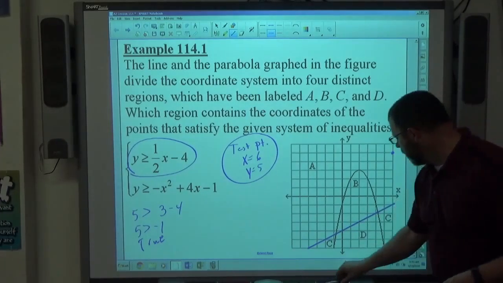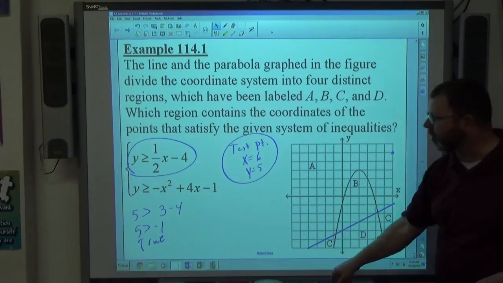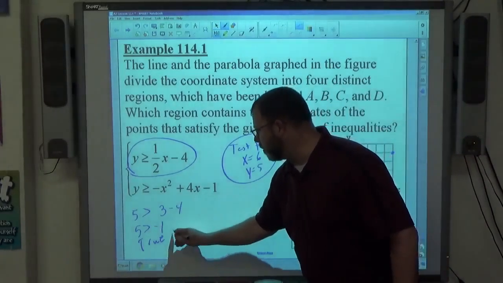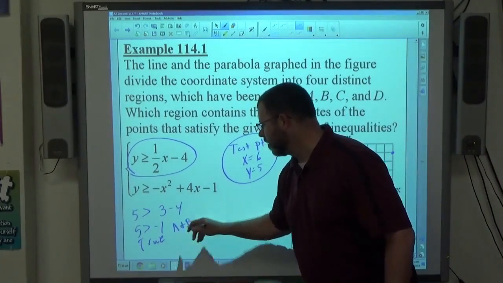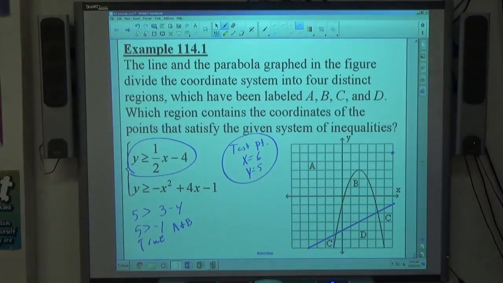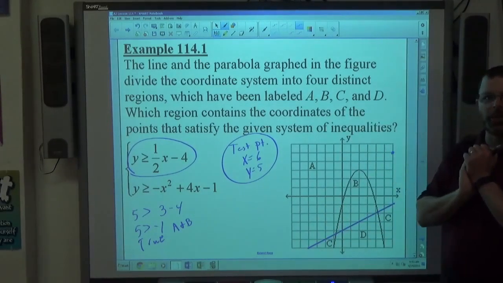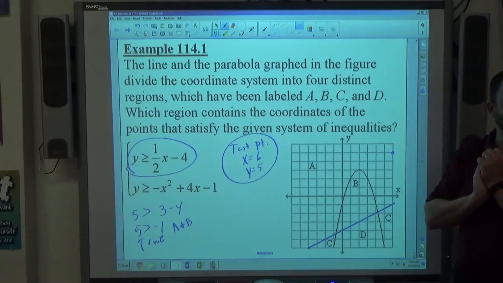All right. Now, what I want to look at here is the test point is up here, right? Above the line. What else is above the line? Which regions? B and A are both above the line. So the fact that this is a true statement tells me both A and B are correct for the line. So if I was just graphing the line, nothing else, and I was doing a linear inequality based on this line, I would do this line here and I would shade everything above it. That's what the graph of the line would be.